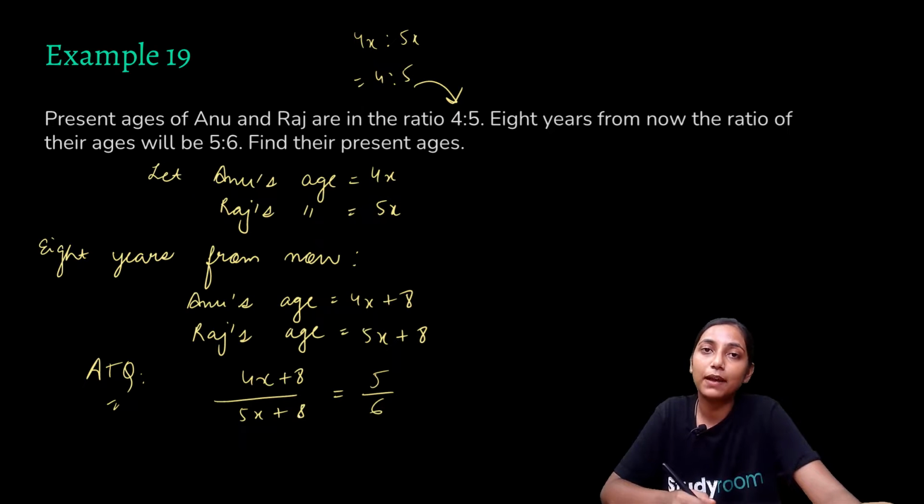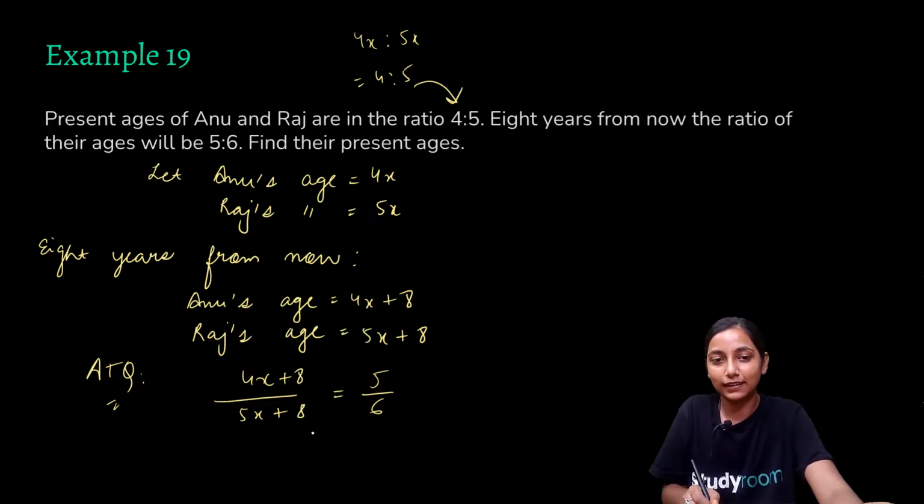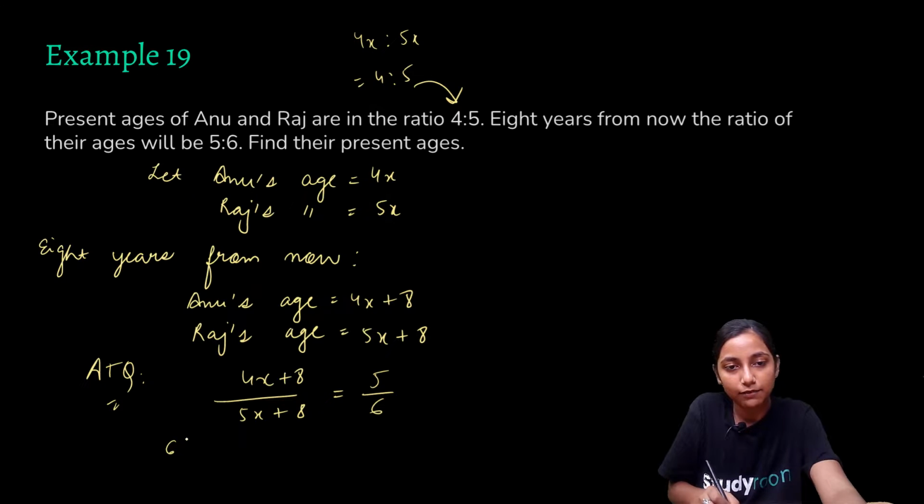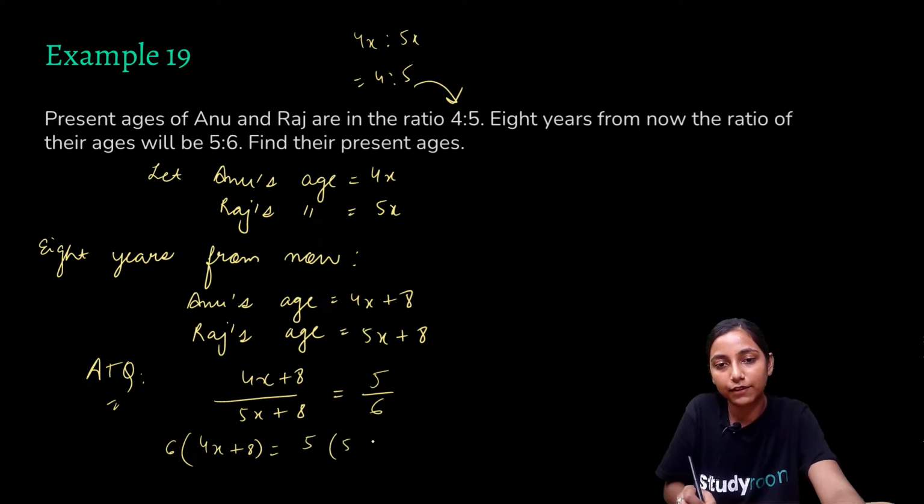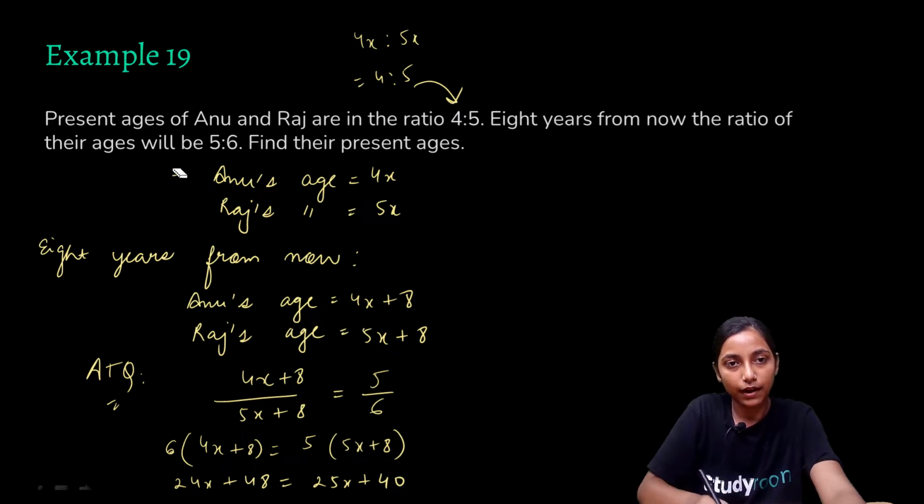We are going to solve it by simplifying it. You can simplify it by cross multiplying. We'll multiply 6 by (4x plus 8), and 5 by (5x plus 8). Solving it, you will get 6 times 4x is 24x, plus 6 times 8 is 48, equals 25x plus 5 times 8, which is 40.